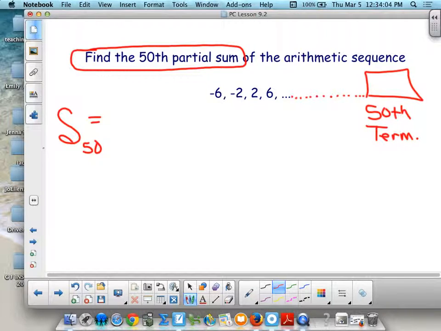Do you see that as being a problem? You don't know the 50th term? Because you don't know the 50th term, go back to yesterday, because yesterday I taught you how to find the 50th term. All right, I'll give you a minute to come up with an answer.